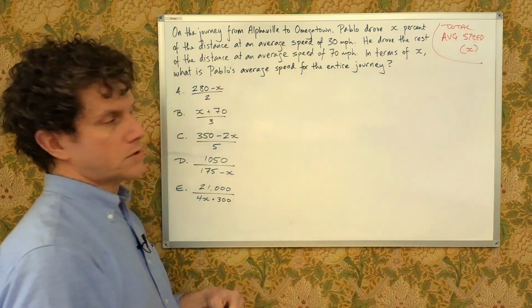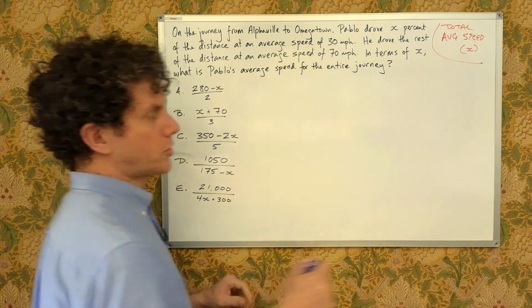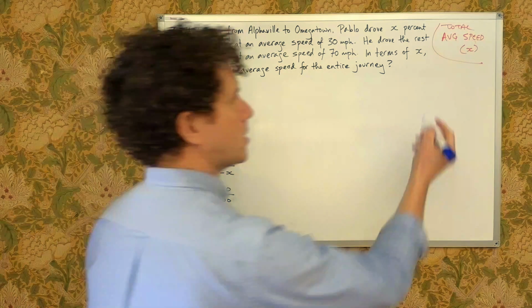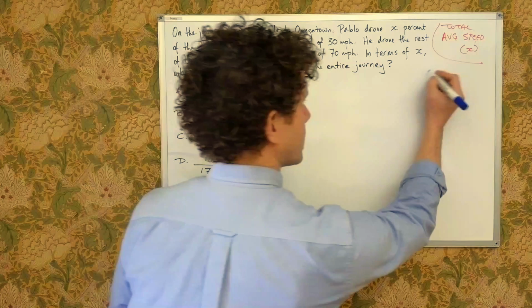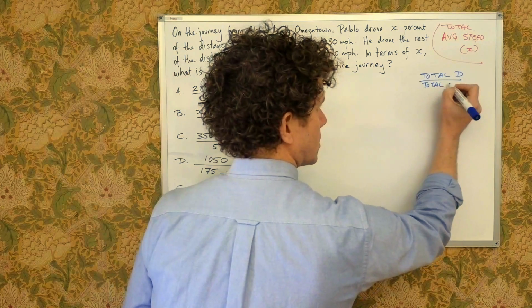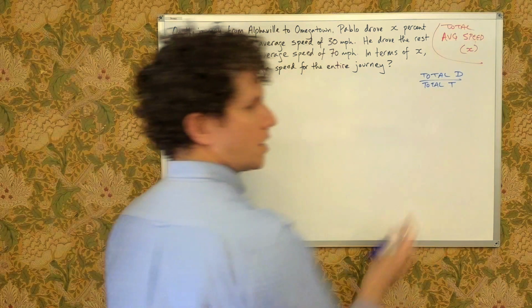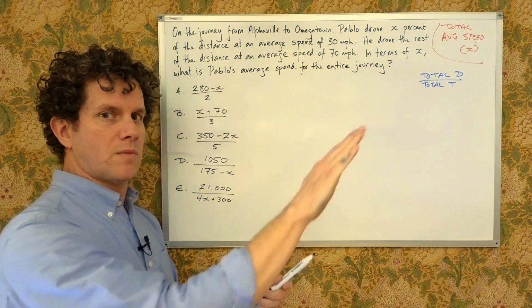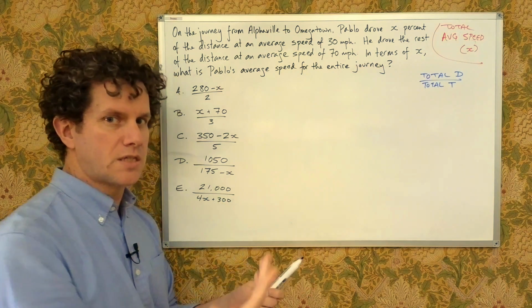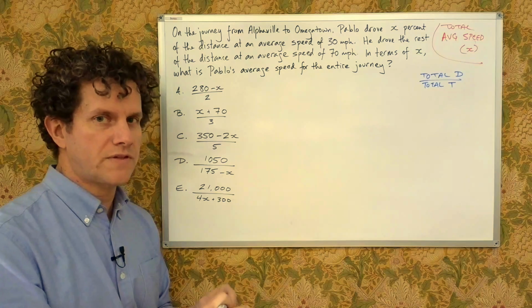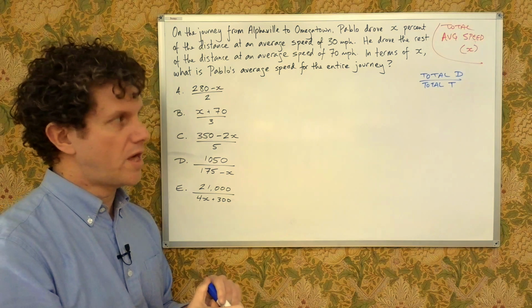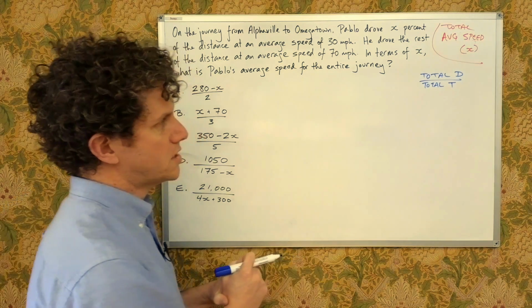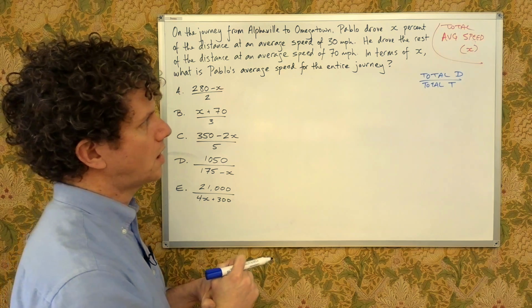When we're in search of total average speed for a total journey, we know that we must have total distance over total time. And that comes up, obviously, as soon as you meet this concept. If you go uphill at 40 miles per hour and you come downhill at 60, the average is not 50. You know that. So we need to find our total distance. We need to find our total time.